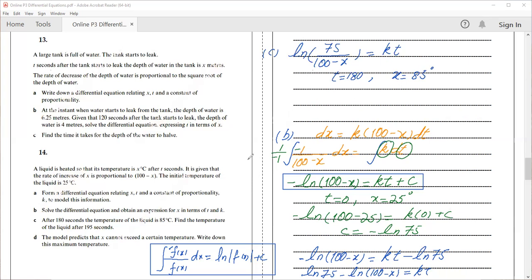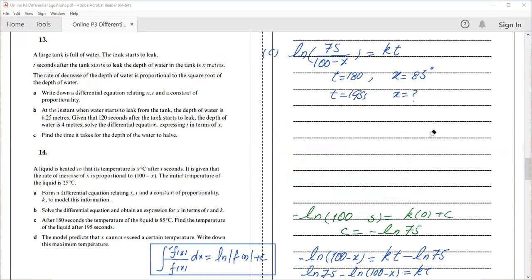Find the temperature of the liquid at 195 seconds. The second part is to find the temperature of the liquid after 195 seconds. So first you have to find the value of k, and then you have to use the next information.